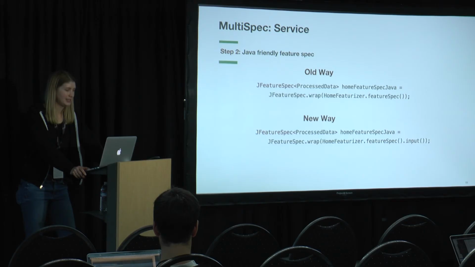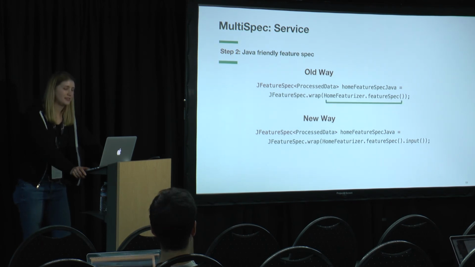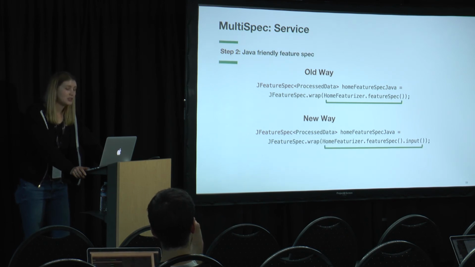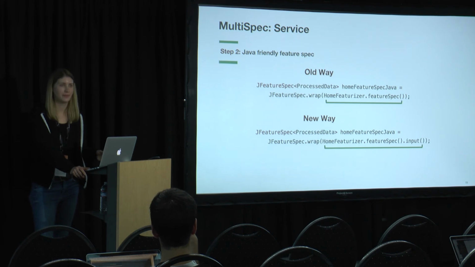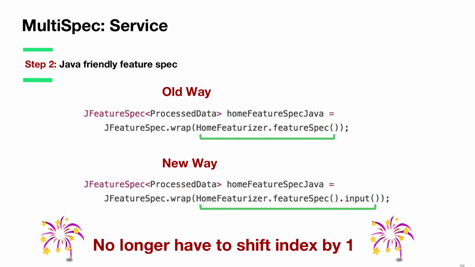And then also how we get our Java-friendly version of the feature spec, right? So in the old way, we just called home featurizer feature spec. And now in the new way, you call the feature spec again, but just request the feature spec for the input. And so if you do this, all the other steps are the same, but the big win here is that you no longer have to manually strip out the label and shift the indices by one. So this is why you should use the multi-spec feature, right?